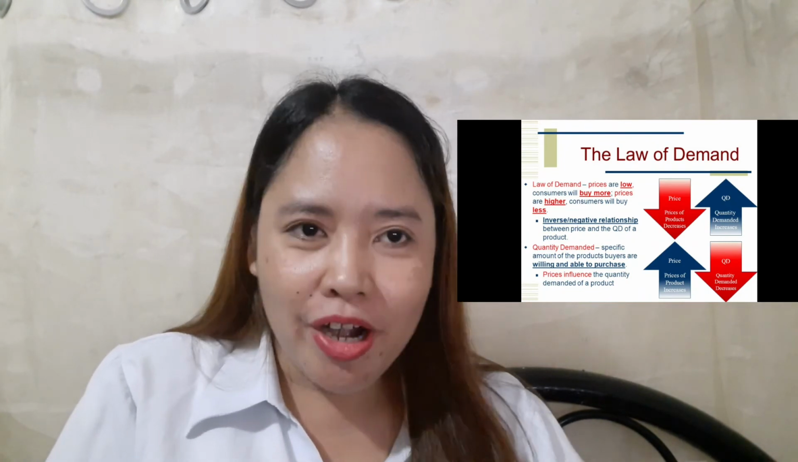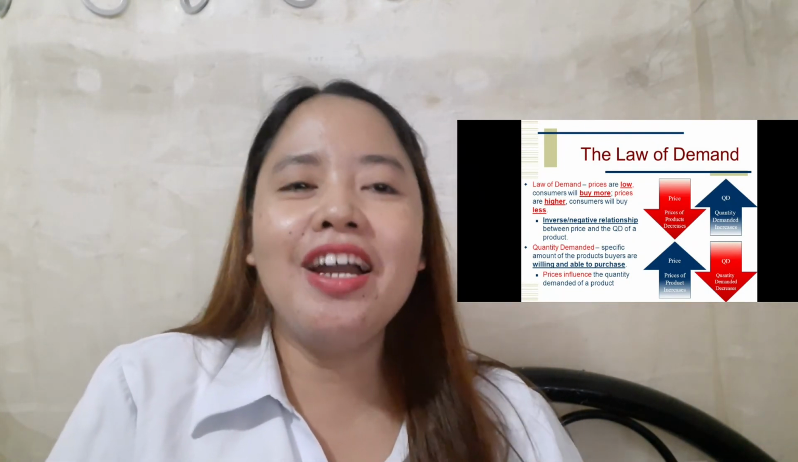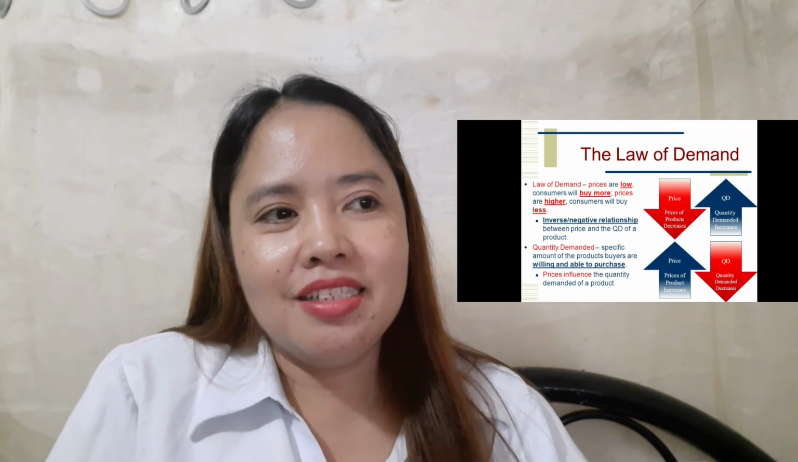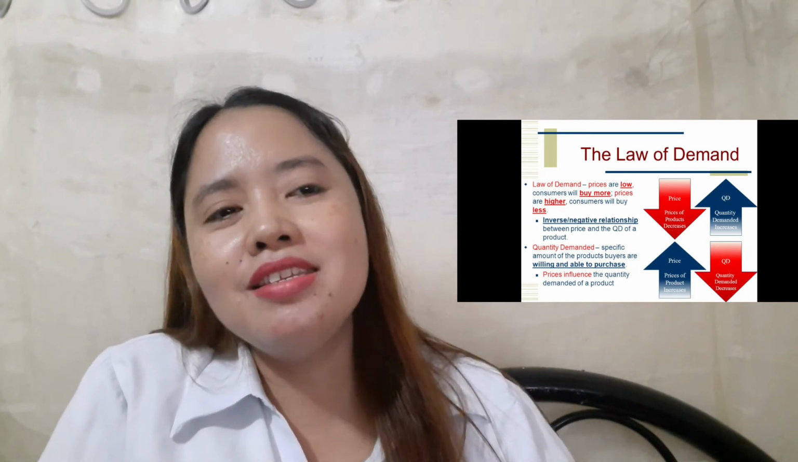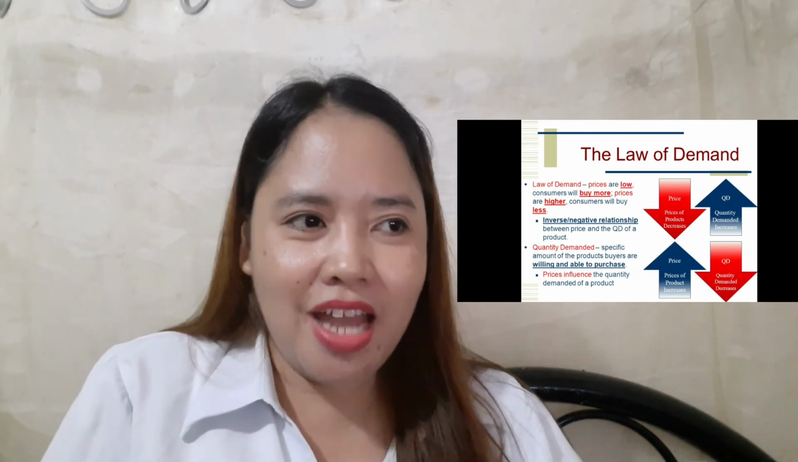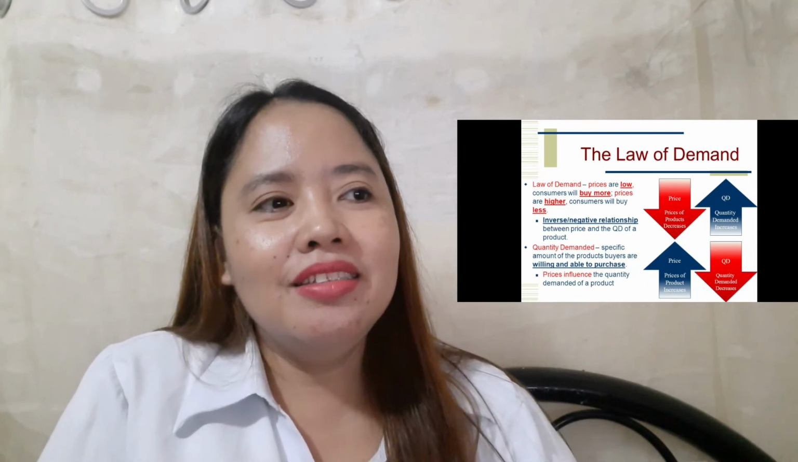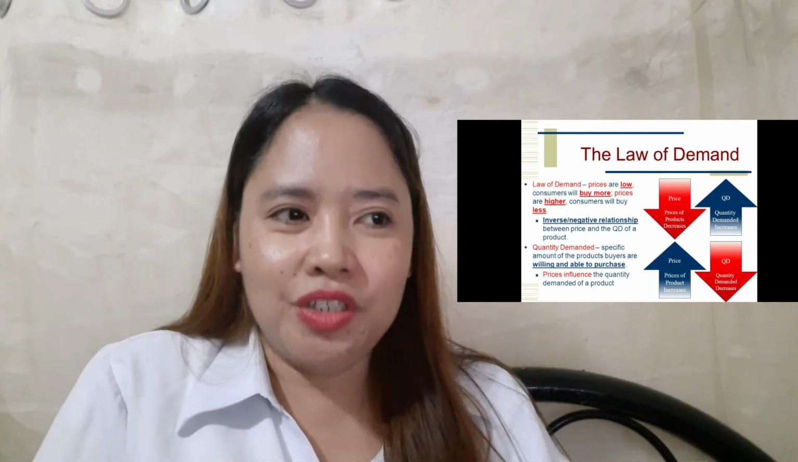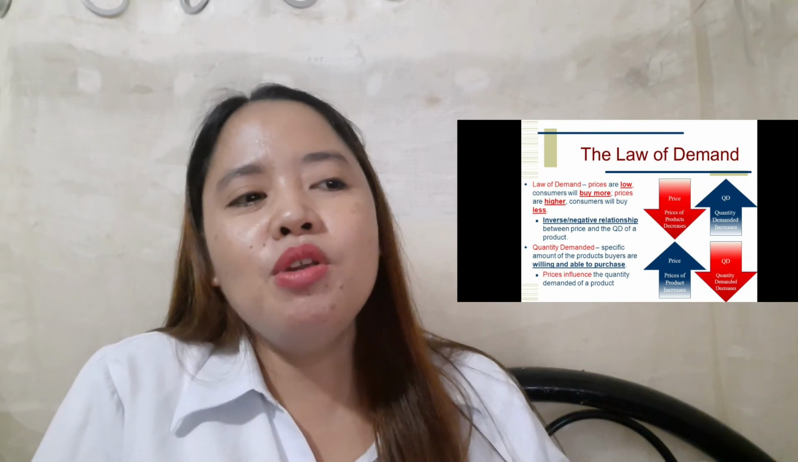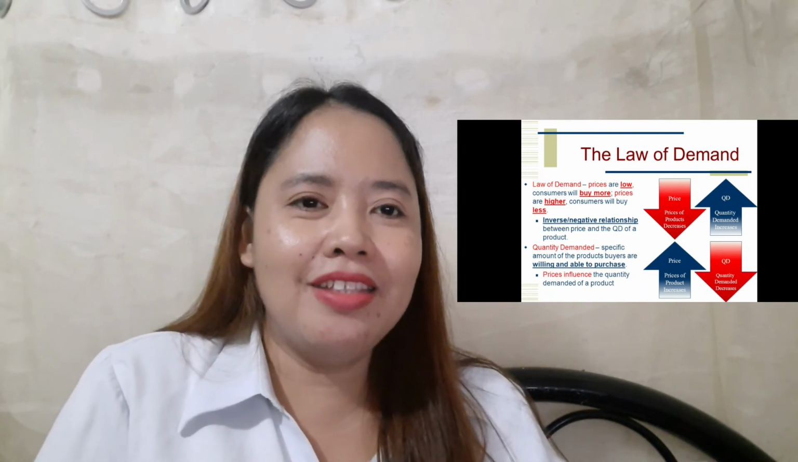Now let us talk about the law of supply and demand. In the law of demand, when the price is low, the consumer buys more. And when the price is higher, the consumer buys less. This is the inverse or negative relationship between the price and the quantity demanded of the product. The quantity demanded specifies willing and able to purchase. The price influences the quantity demanded of the product.